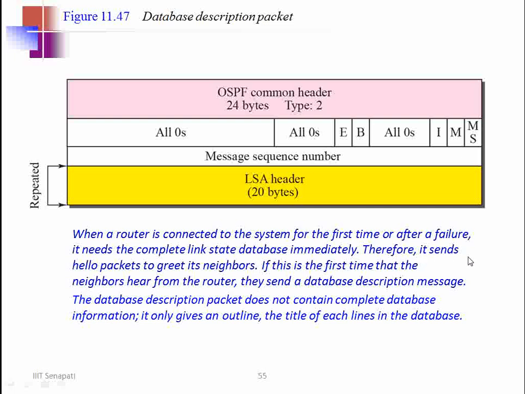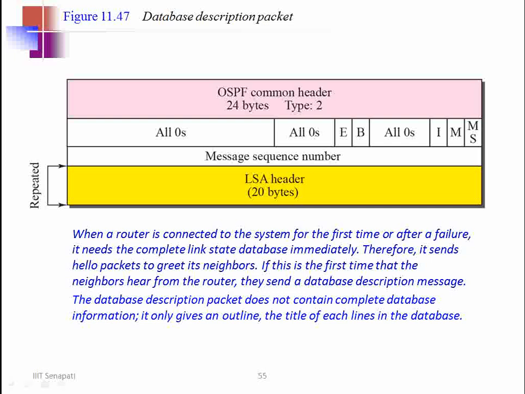Therefore, it sends a hello packet to greet its neighbor, and if this is the first time that the neighbors hear from the router, they send a database description message. So this is a database description packet. It does not contain complete database information. It only gives an outline, the title of each line in the database.